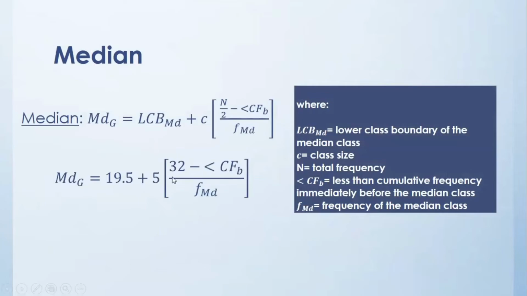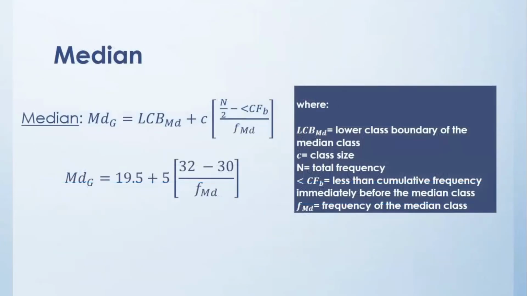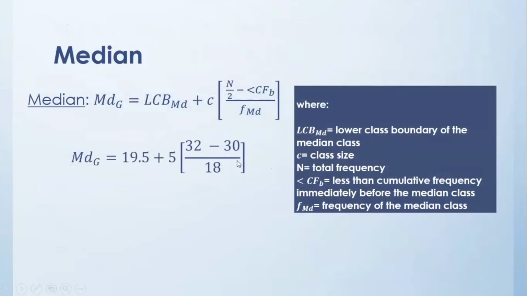So, yung value natin dito for n over 2 is 32, and then minus the less than CF before the median class. Okay, so kung ito yung median class natin, the less than CF column, so the less than CF before the median class is 30. So, yun yung isa-substitute natin. And then, all over the frequency of the median class. So, ito yung median class natin. Let's take a look at the frequency column. So, its frequency is equal to 80. So, substitute natin yung FMD natin, which is 18.